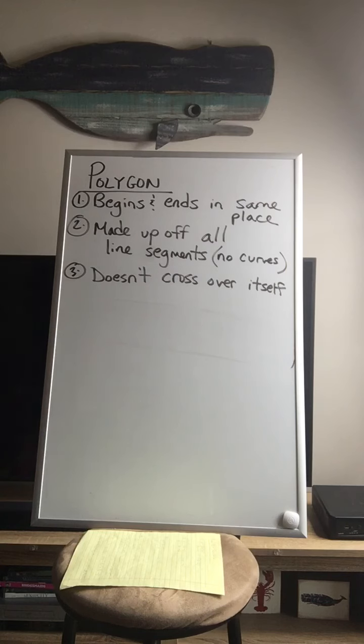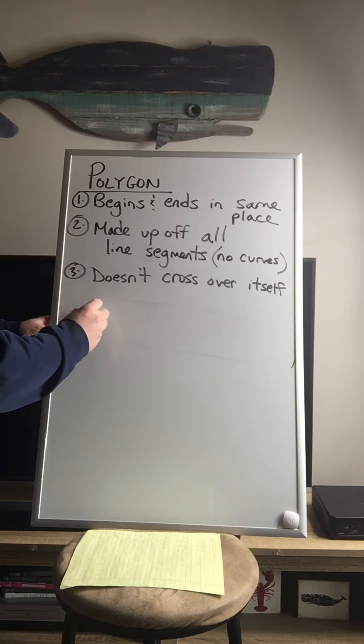So first of all, polygons. Probably most shapes that you can think of, not all, but a lot of the shapes that you would pop into your mind if I said the word shape are polygons, okay? So what actually is a polygon? There's really three major criteria. One, it has to begin and end in the same place, okay? It has to begin and end in the same place.